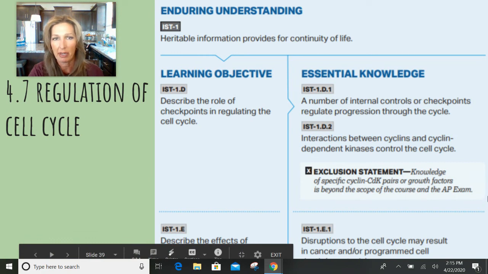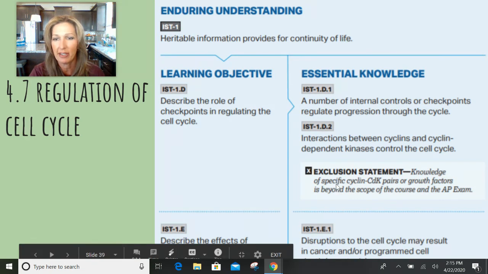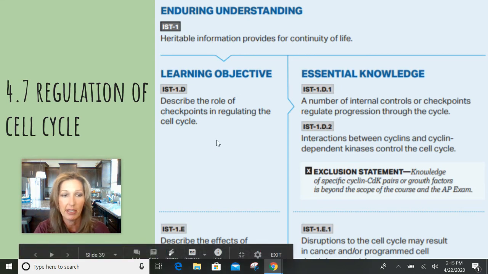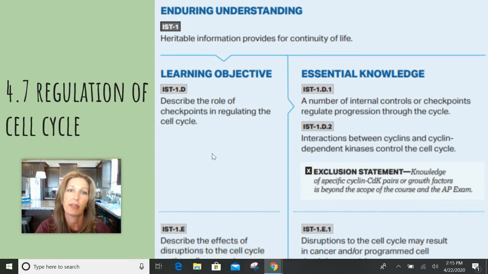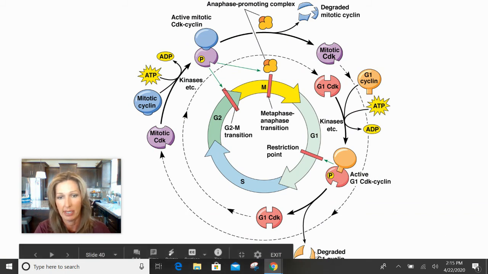And the last thing we need to talk about for this particular unit is, when we regulate the cell cycle, remember our checkpoints and the role of cyclins and CDKs. Now, it tells you right here, you do not need to know the specific cyclin or CDK pairs. However, you should in general understand why we have checkpoints at different parts of the cell cycle, what happens if there is a disruption in those checkpoints, and just in general, what a cyclin and a CDK are and how they work. Now, in this particular diagram, I am showing you lots of different cyclins and CDKs, but let's start with our first checkpoint.